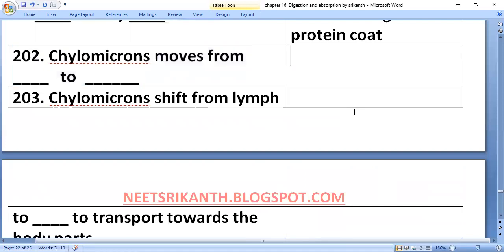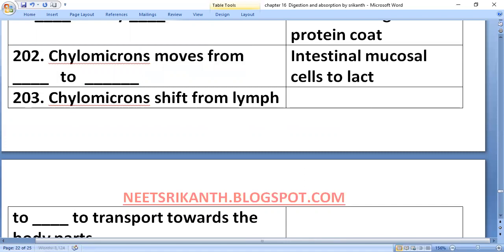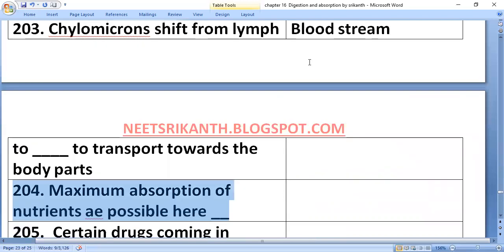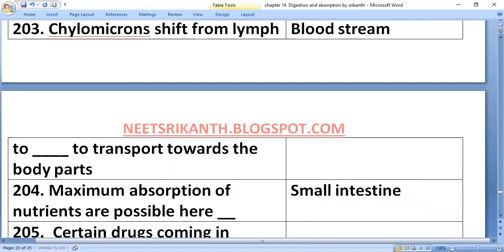Chylomicrons move from intestinal mucosal cells to lacteals. From the lymph, they shift to the bloodstream to be transported towards the body parts. Maximum absorption of nutrients is possible in the small intestine.